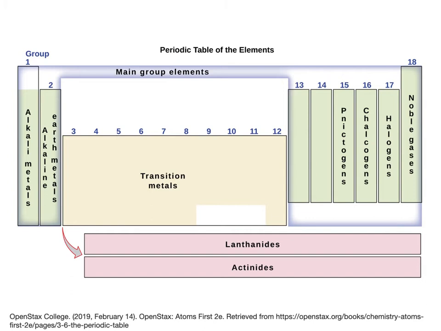I'm going to jump to the other side. Group 18 is the noble gases. 17 is the halogens. And those are the 4 group names you should know.